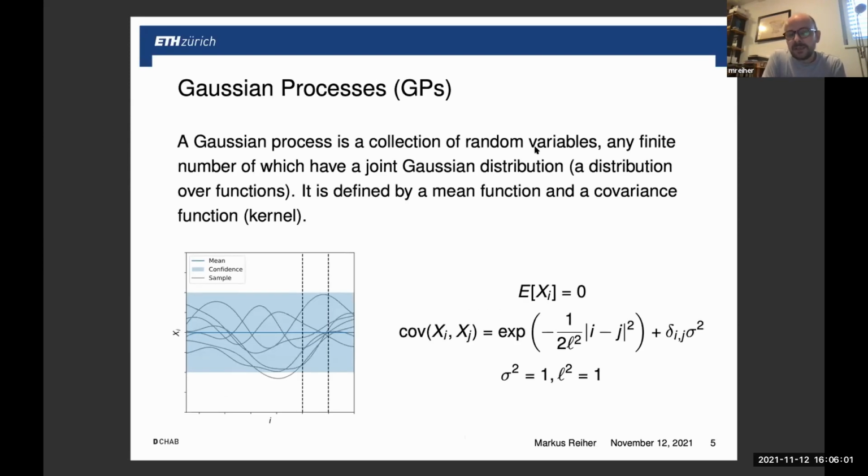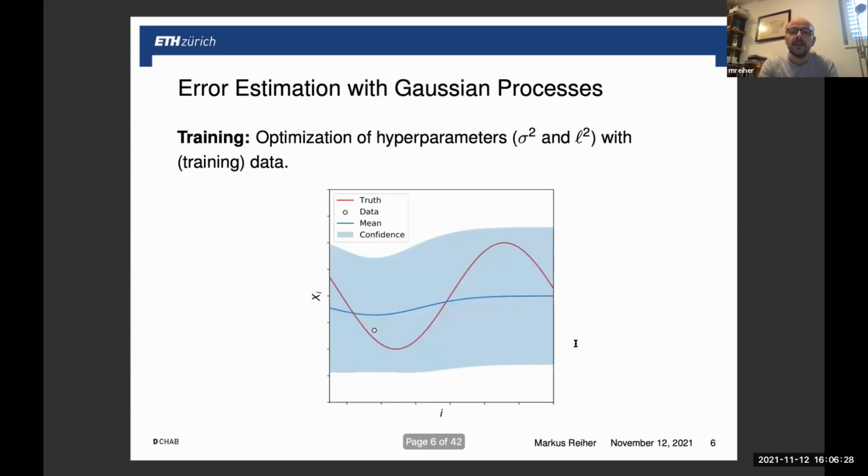And before I start, let me briefly recall what Gaussian processes actually are. Gaussian processes, as you can easily find on the internet, is a collection of random variables. So there's an input which has a joint Gaussian distribution. And you see that there's a covariance function given in this equation. You see the input variables here, and there are two hyperparameters, sigma and L, given in here.